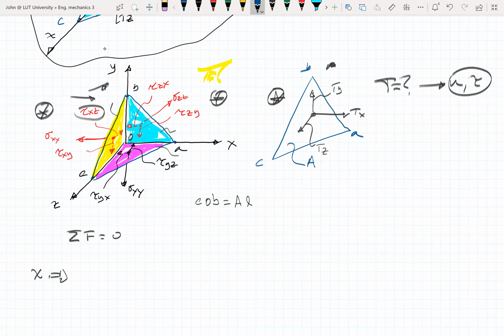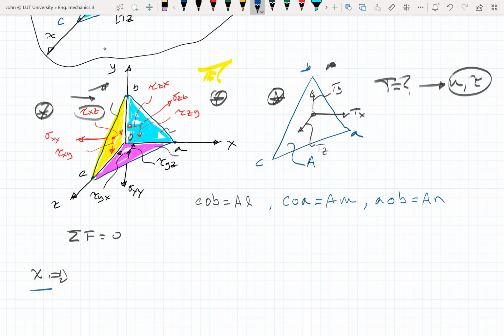Then I will have C, O, A is going to be equal to the big area times this direction cosine M, and the area parallel to my Cartesian coordinate system, A, O, B, is going to be equal to A times the N direction cosine. You're going to see now why this is important.